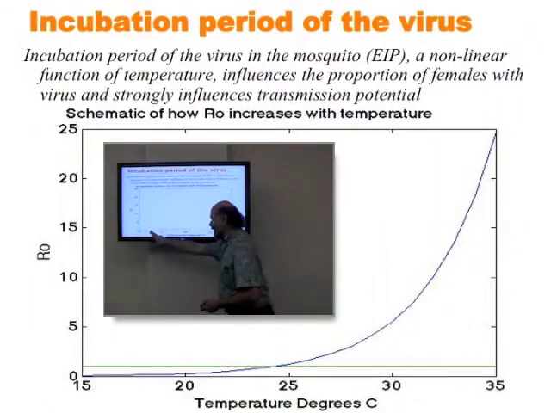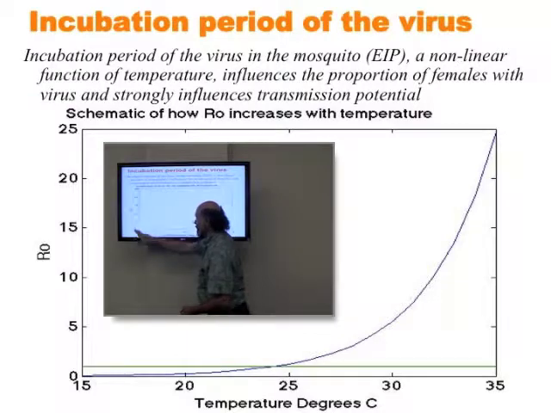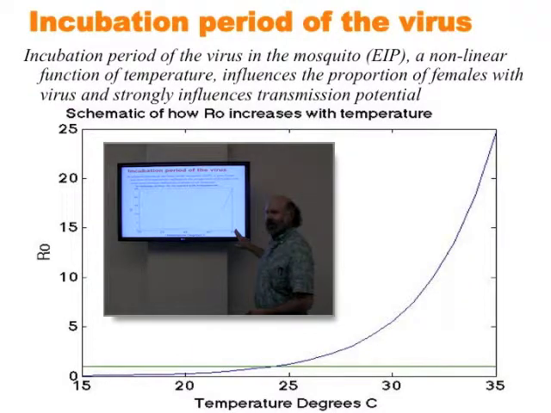So this is R0 as a function. R0 from 0 to 25 is a function of degrees C. So below 25, R0 is below 1, but then it takes off very, very quickly.